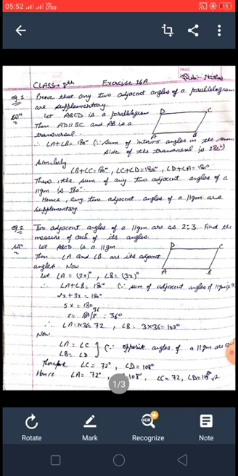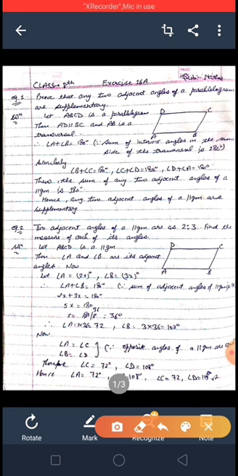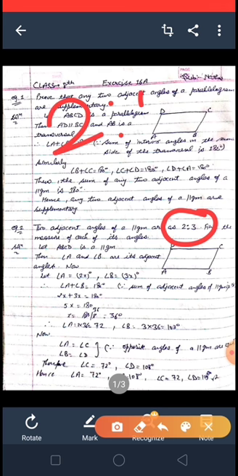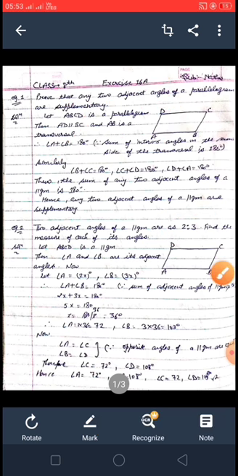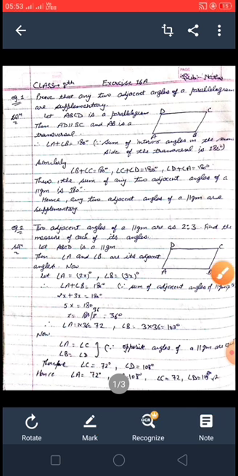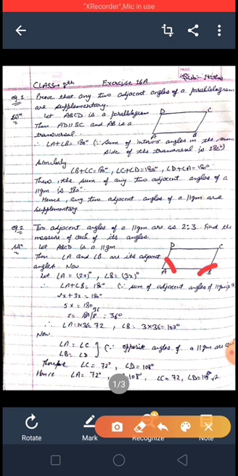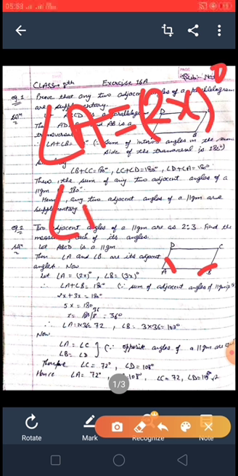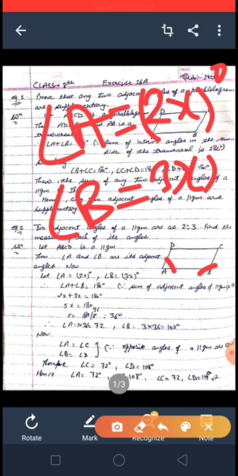Clear? Now the next: two adjacent angles of a parallelogram are in the ratio 2:3. Find the measure of each of its angles. Means here we are given the ratio of two adjacent angles of a parallelogram, that is 2:3, and we have to find out each angle. Clear? Suppose this is ABCD, which is a parallelogram, and angle A and angle B are its adjacent angles. Now consider angle A is equal to 2x degrees and angle B is equal to 3x degrees.